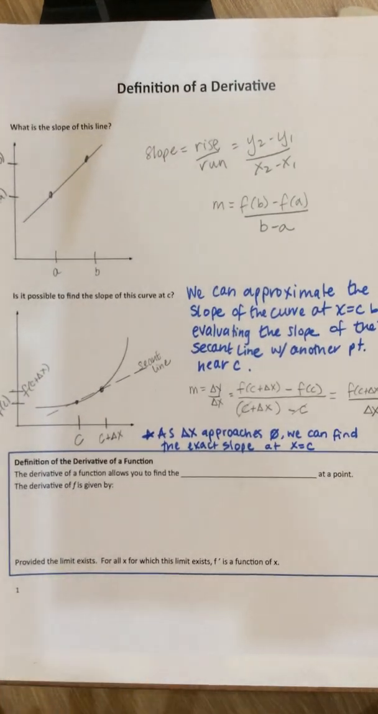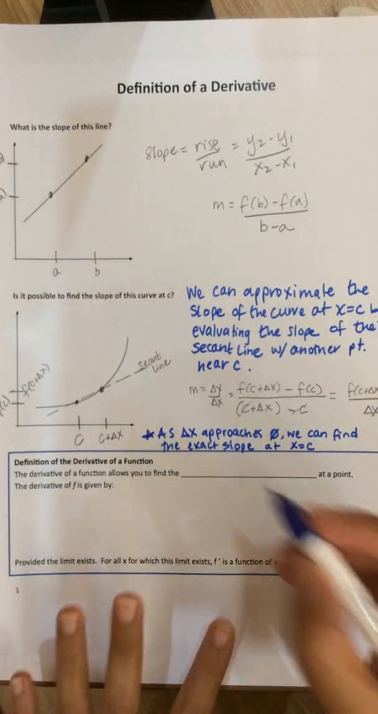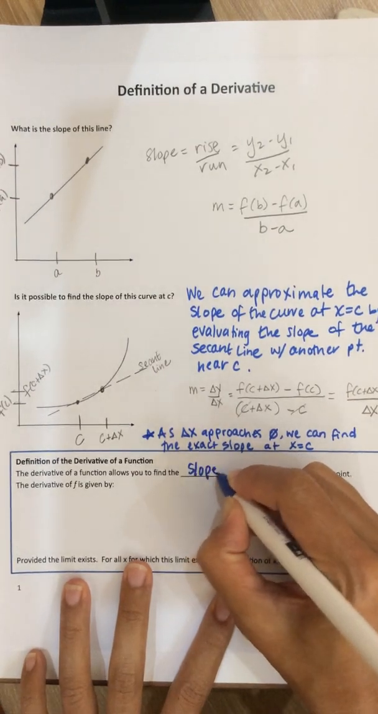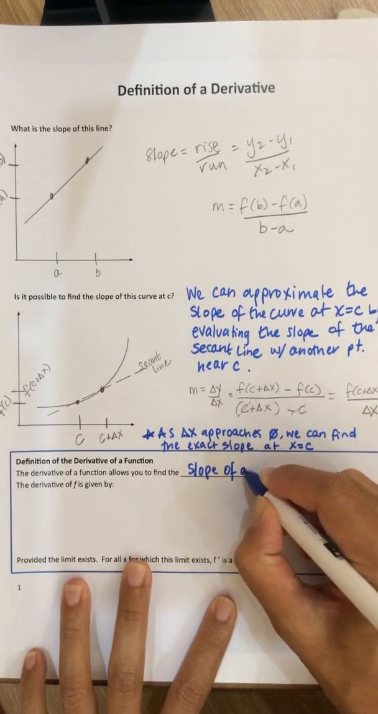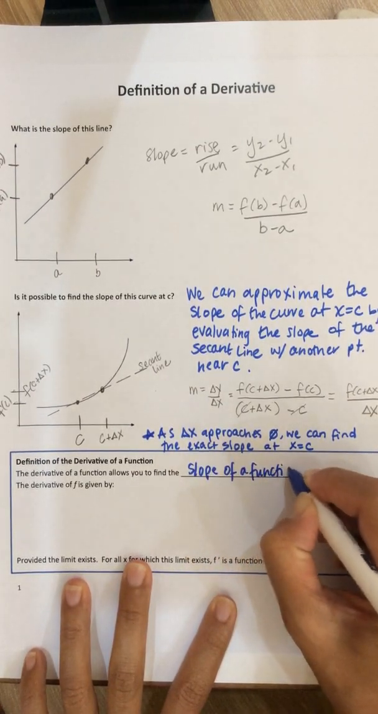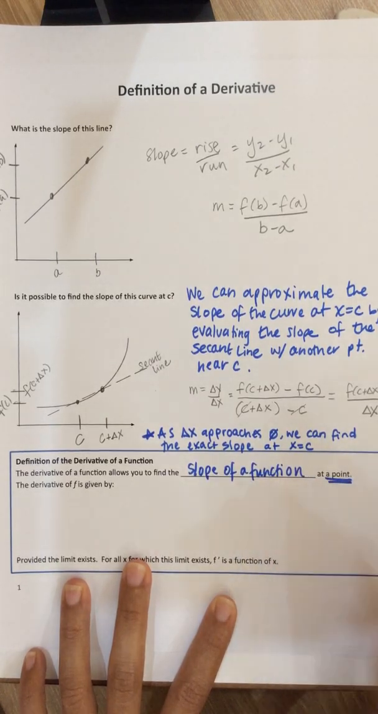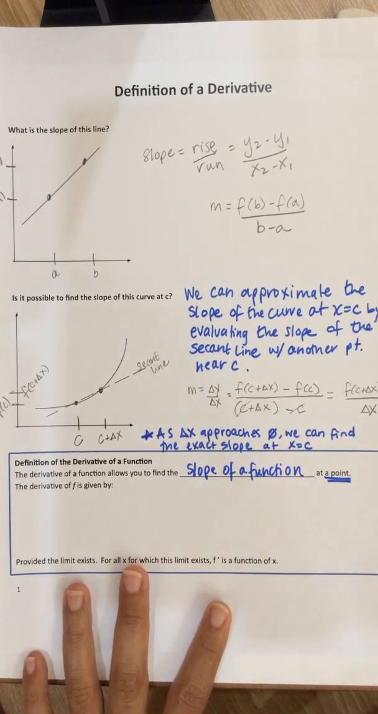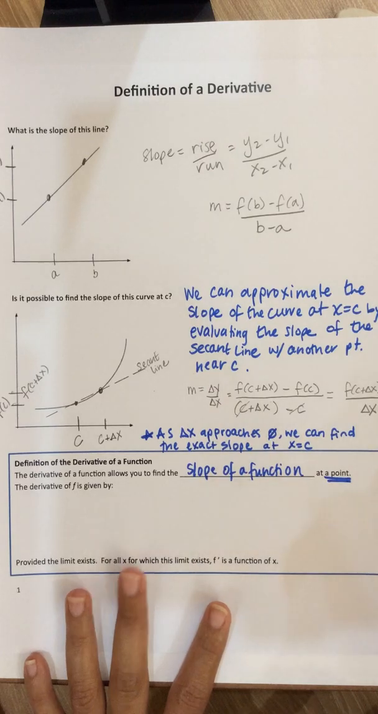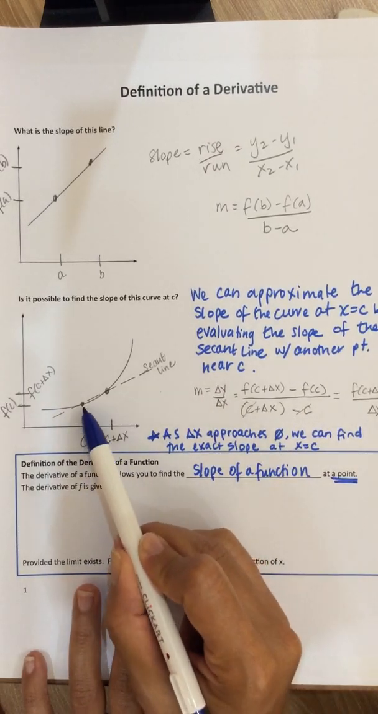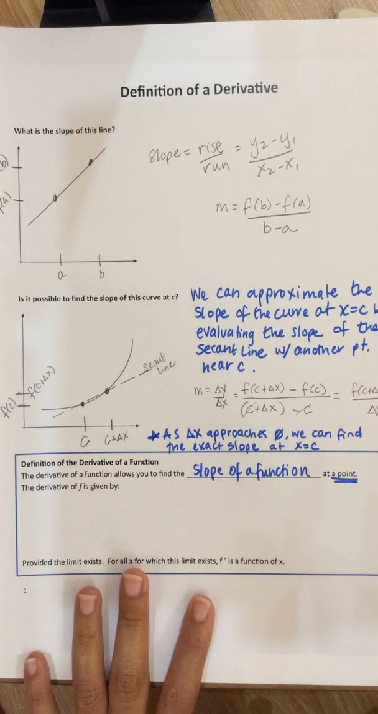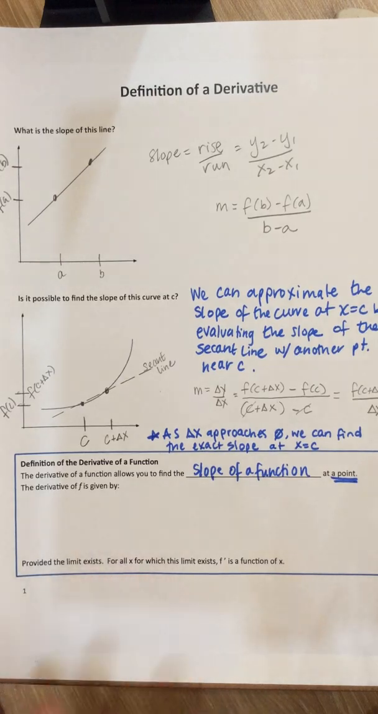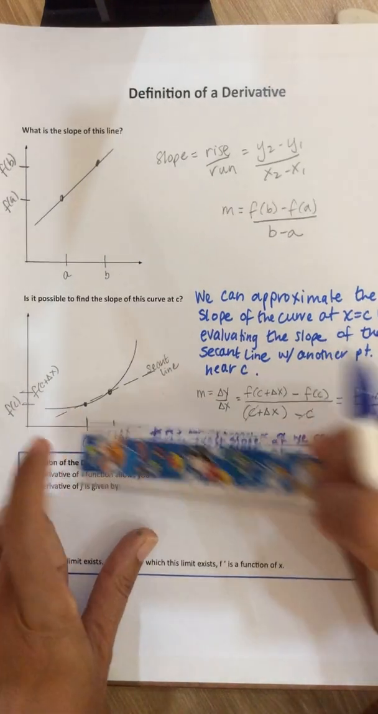So when you're finding the derivative, you are finding the slope of a function. This is key: at a point. So you're finding the slope of a function at a specific point. In this one, we wanted to find the slope specifically at point c. So what we're really doing is taking the tangent line.